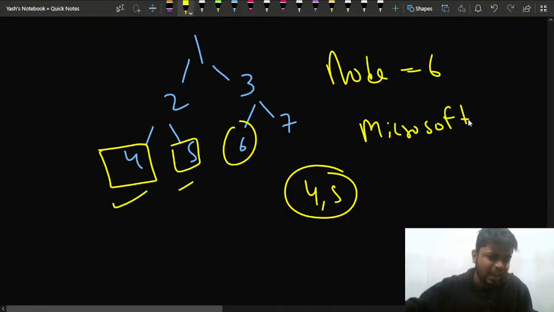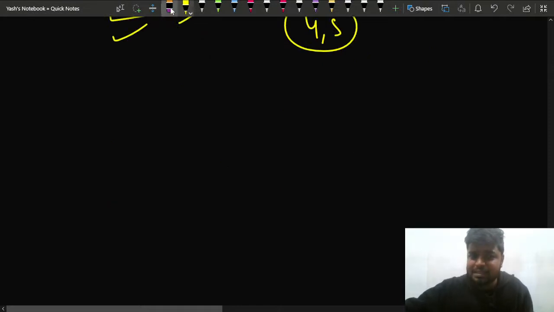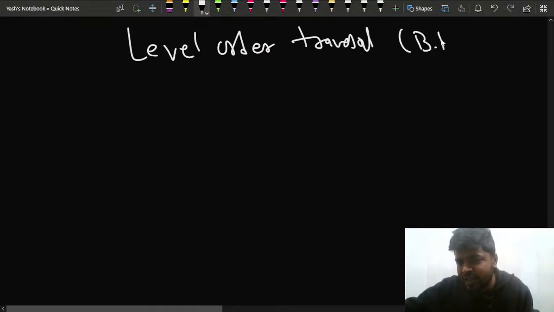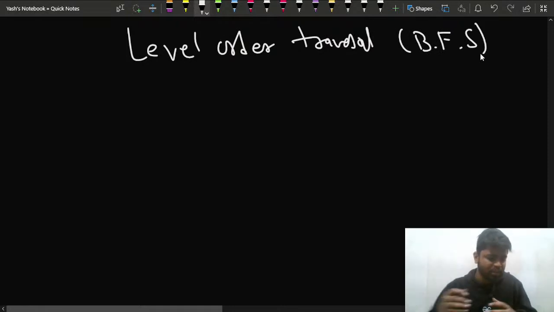Now let me discuss how we can approach this particular problem. One thing is clear to us: we can approach this problem better by applying a level order traversal, right? A level order traversal, or a BFS, you can say, is very much intuitive for this particular problem. Why is BFS intuitive for us?